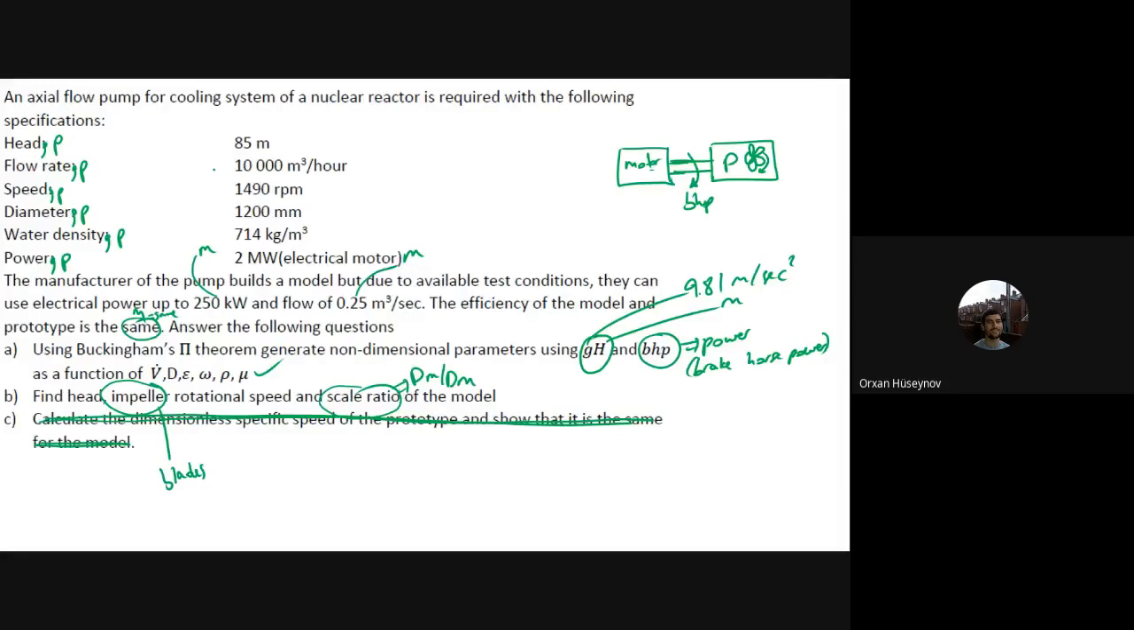So GH, it is given in the question, is a function of V dot, diameter, epsilon, which is the wall roughness, omega, rho, and mu, which is the viscosity. If you have the wall of, for example, a pipe, when you look at it, it looks very smooth. But when you take one section and zoom in, you will see that it is not smooth but has some roughness elements. You can take the average roughness height, and that will be the epsilon here.